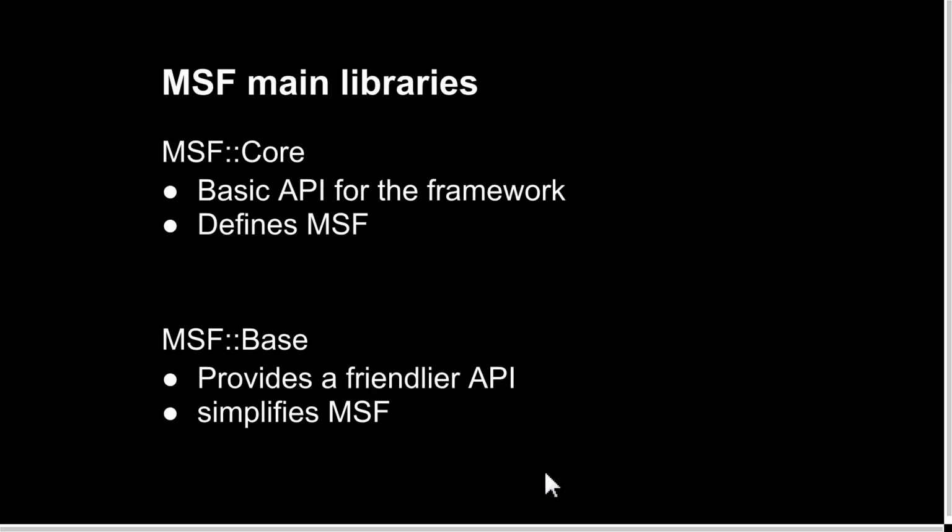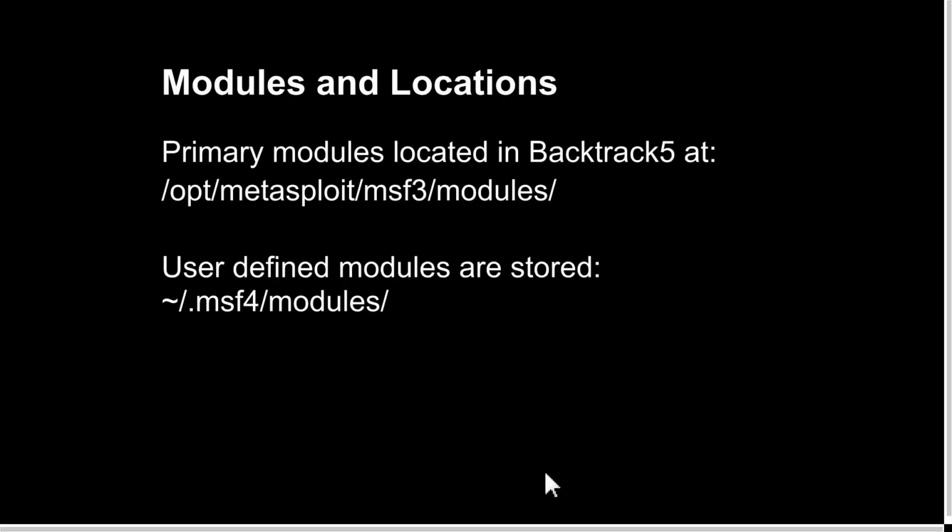So I covered the main libraries, MSF core and MSF base. Modules are typically located in the modules folder, and /opt/metasploit/msf3 is the usual directory for Metasploit within Backtrack. It is actually very common for professional pen testers to write their own custom modules that they don't release, especially for things like encoders, because encoders are a good way to defeat antivirus and intrusion detection systems.